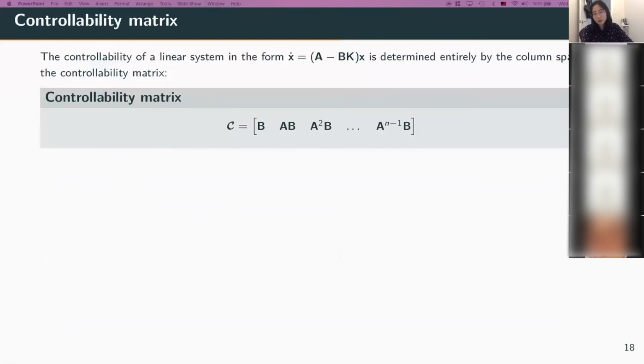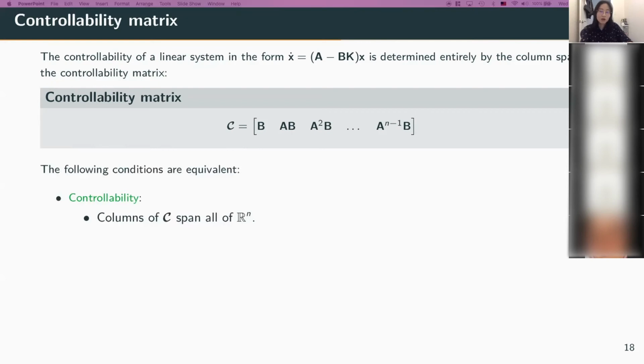So as it turns out, the controllability of a linear system in the form x dot equals (A minus BK) times x is determined entirely by the column space of the controllability matrix C. C here is basically just the concatenation of all powers of A times B, all the way to n minus 1. And if you recognize, the span of the columns of this matrix actually forms a Krylov subspace. And this determines which state vector directions in R^n may be manipulated.